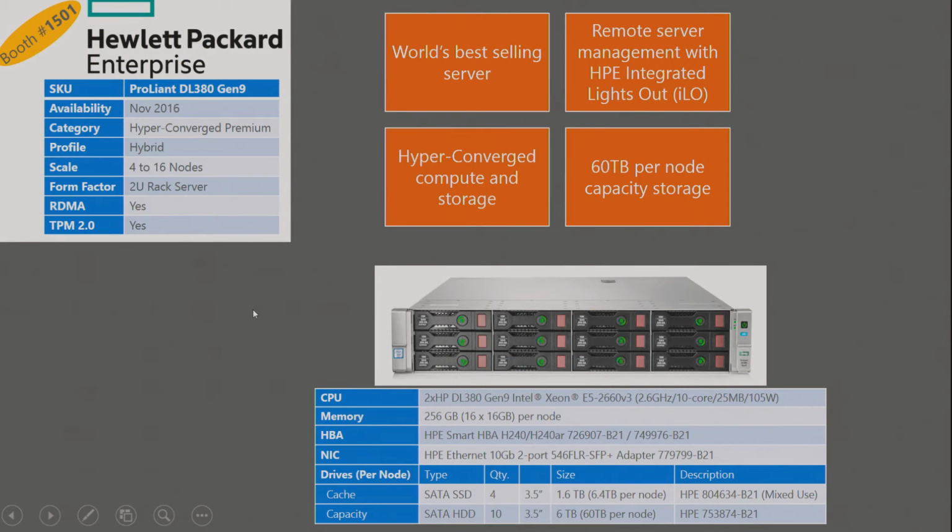HP, bringing their DL380 Gen 9. I think the first thing says it all, world's best-selling server. So, you can't go wrong with that. They have their remote server management with HP ILO and hyperconverged compute and storage. This is really interesting, 60 terabyte per node capacity storage in this 2U form factor. So they are bringing a very balanced offering, especially geared towards private cloud workload, mixed IO workloads.